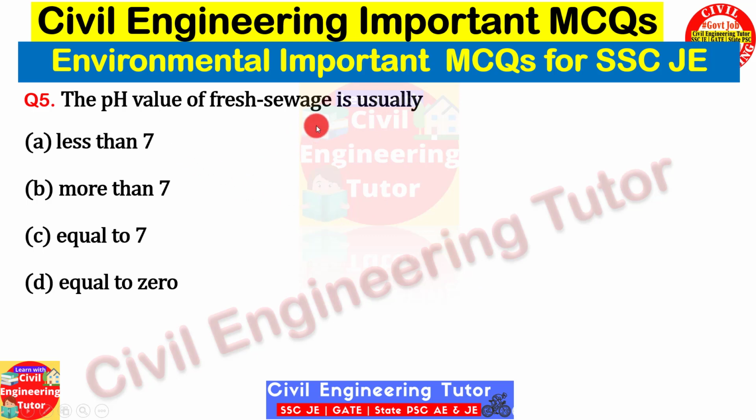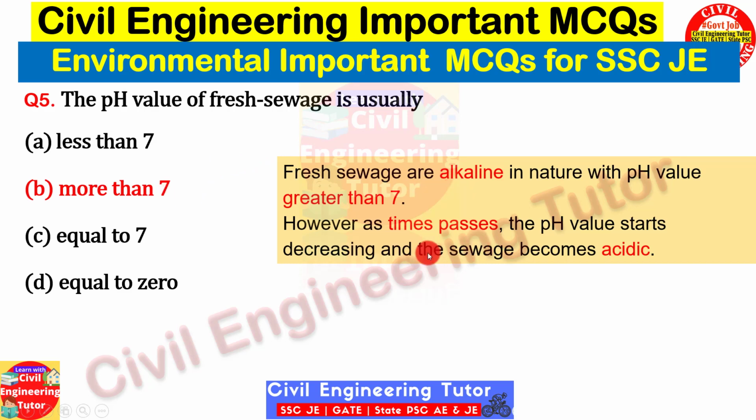The pH value of fresh sewage is, so we know that fresh sewage is generally alkaline in nature. Alkaline in nature means the value of pH is more than 7. And you have to also remember this, that as time passes, the pH of sewage starts to decrease and it becomes acidic. So at the initial stage fresh sewage is generally alkaline, but older sewage is acidic in nature.